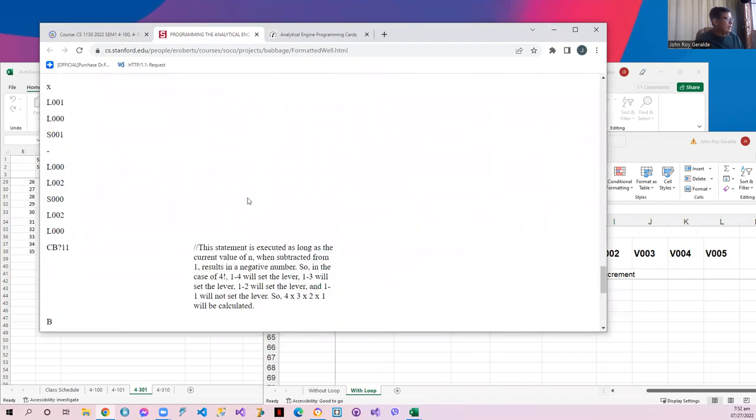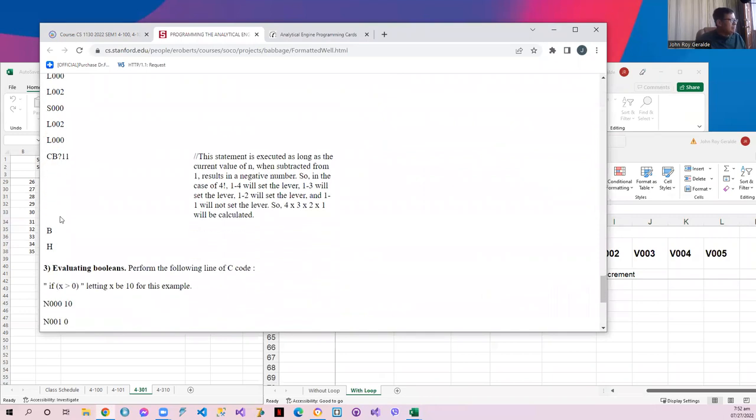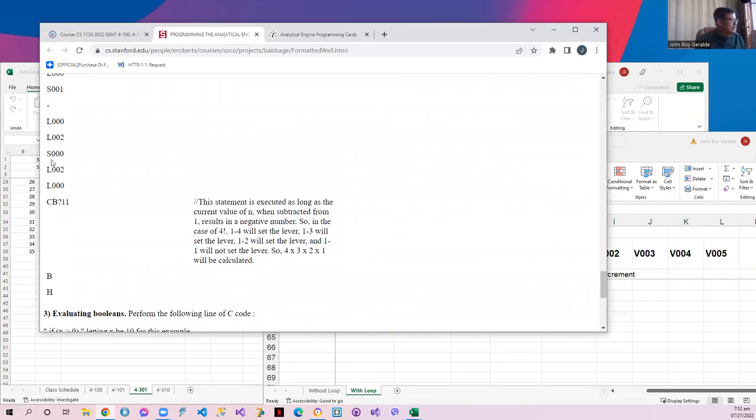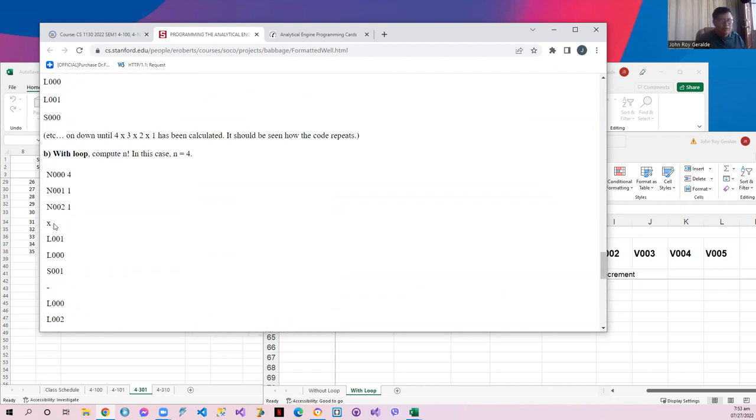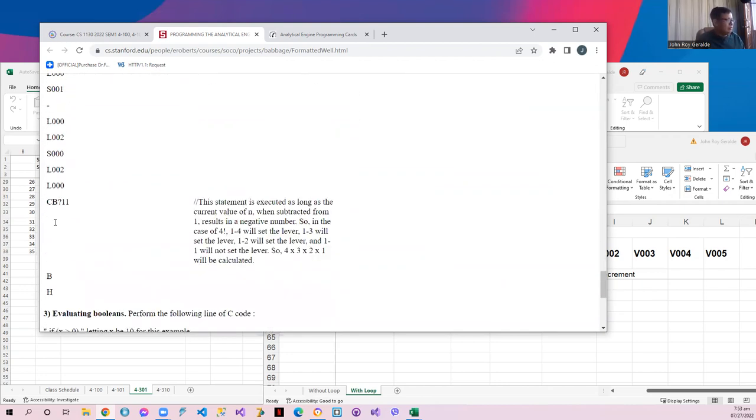This is the with loop, and there's a missing minus here in between these two lines. There should be a minus, otherwise the CB11 will not work because you have to count 1, 2, 3, 4, 5, 6, 7, 8, 9, 10, 11. Later we'll show that without loop, it's only 10, because there's no minus there. Okay.